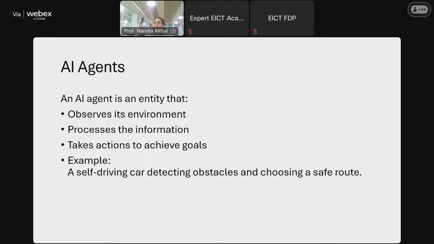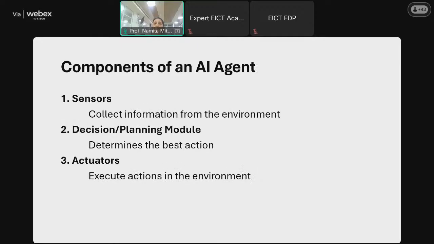So an AI agent is nothing but an entity that observes its environment, processes the information, and takes action to achieve a goal. For example, a self-driving car detecting obstacles and choosing a safe route. There may be several options, and which is the best can be chosen by them. The components of an AI agent are sensors, to sense the external environment, a decision planning module that determines the best action, and actuators that execute the action in the environment.